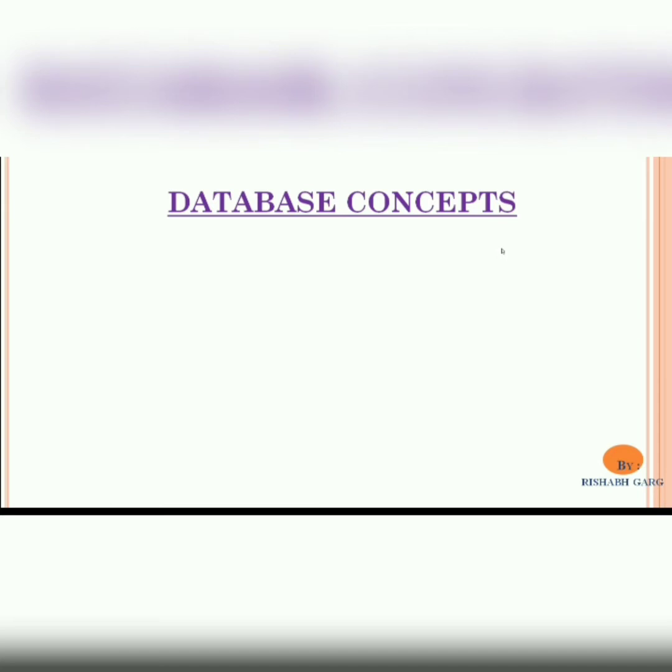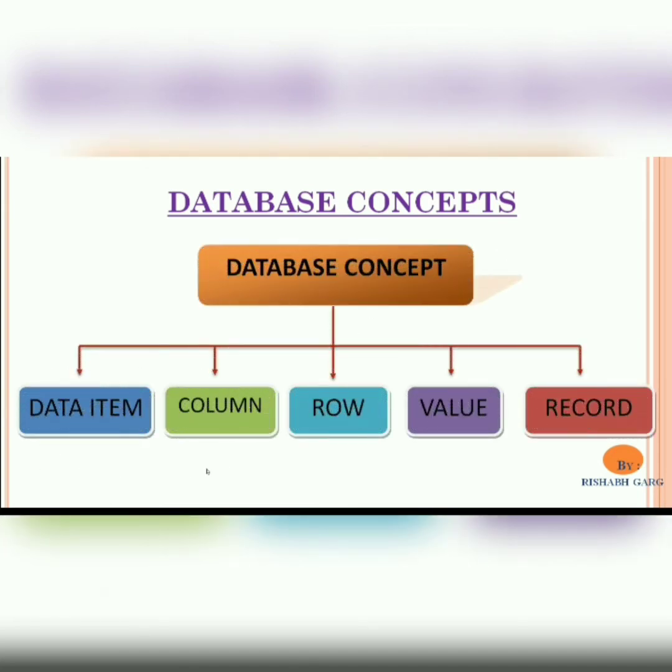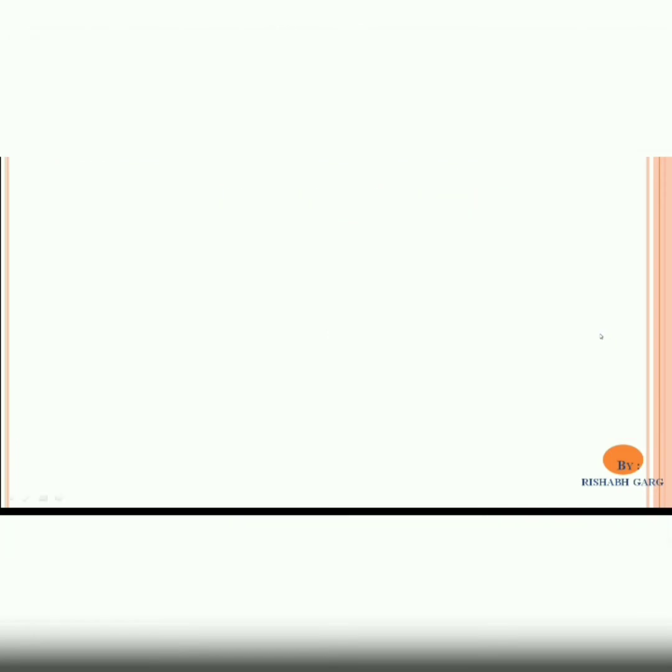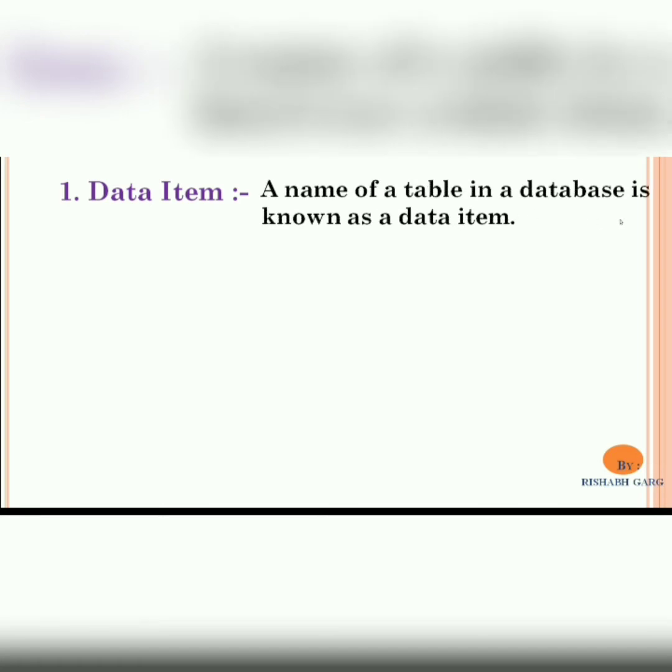There are basically 5 concepts of database. Number 1, data item. Number 2, column. Number 3, row. Number 4, value. And number 5, record. Let's understand all these concepts one by one. Number 1, data item. A name of a table in a database is known as a data item.